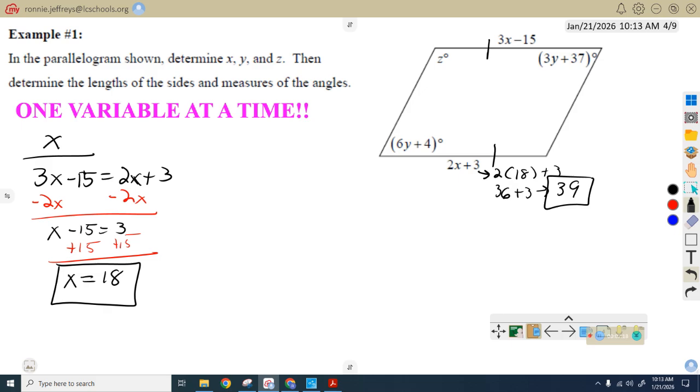So now we have one less thing to worry about. Okay? Usually one less thing is a good thing. Alright. Now we're looking for y. Well, we know this is congruent to this. Okay?